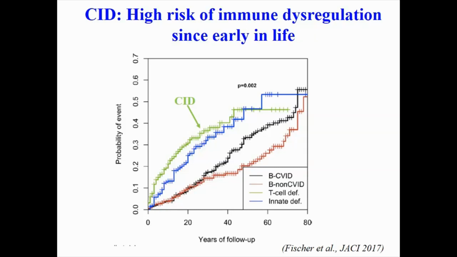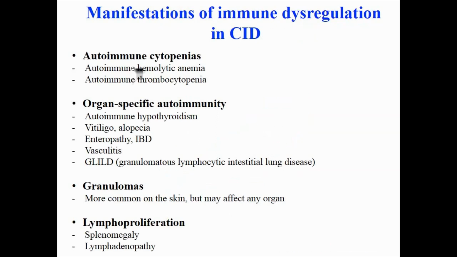What immune dysregulations? So especially autoimmune cytopenias, and in particular autoimmune hemolytic anemia, autoimmune thrombocytopenia. This can be very severe, can be a very serious problem. But you may also develop organ-specific autoimmunity. So what type?